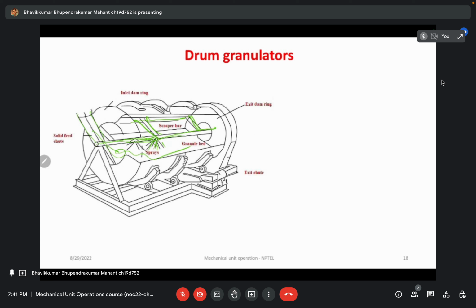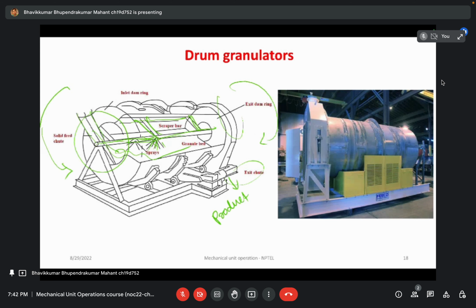Then as you can see, this is the inlet and there is an outlet, and at the end the exit chute gives our final product. This is the same kind of material, and it can be rotated in any direction. One good thing is that the drum granulator can be rotated in any direction on the basis of your application. And this is an original picture of the drum granulator. This is very easy to understand, as we already discussed, and these are not just tumbling devices.